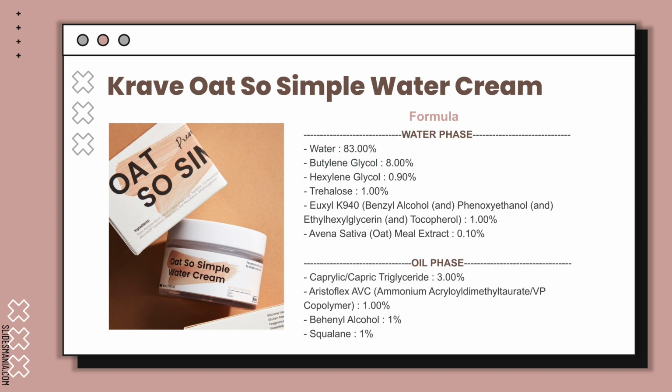Here we have the reverse engineered formula of the Krave Oh So Simple Water Cream. This product is mainly preserved with a high percentage of glycols, butylene glycol and 1,2-hexanediol. The main preservative here is 1,2-hexanediol, but we will be replacing this with hexylene glycol and a broad-spectrum preservative Euxyl K940. Trehalose and oatmeal extract are also label appeal ingredients, and oat extract, the hero ingredient, will be added minimally at 0.1%.